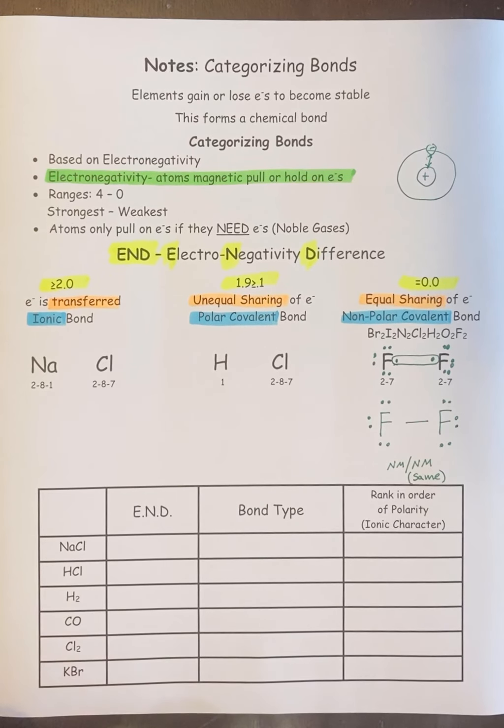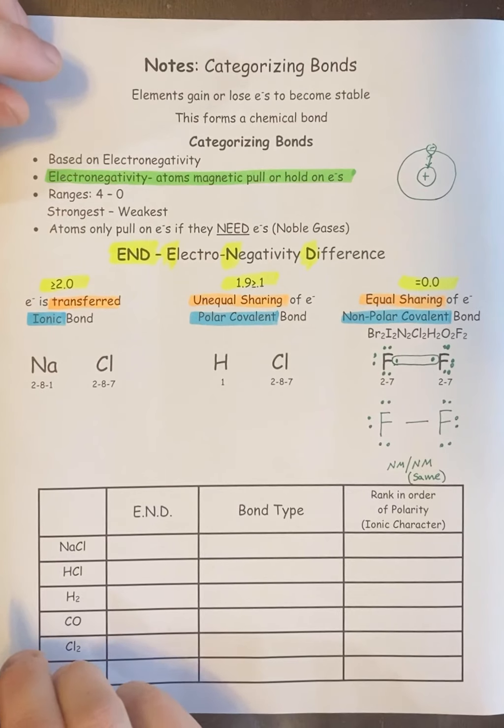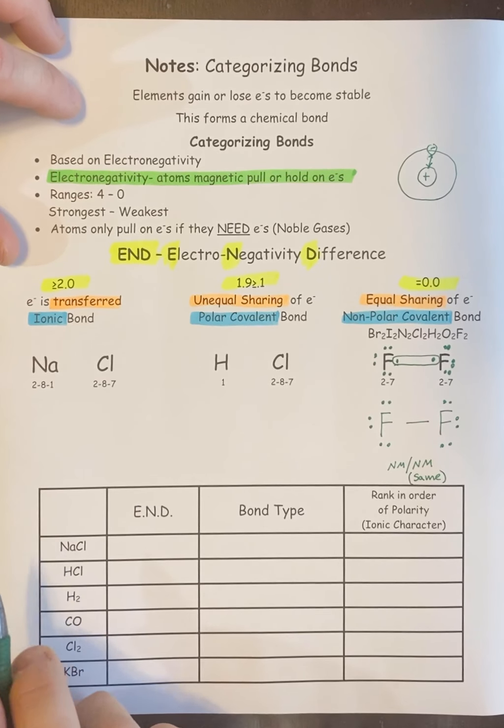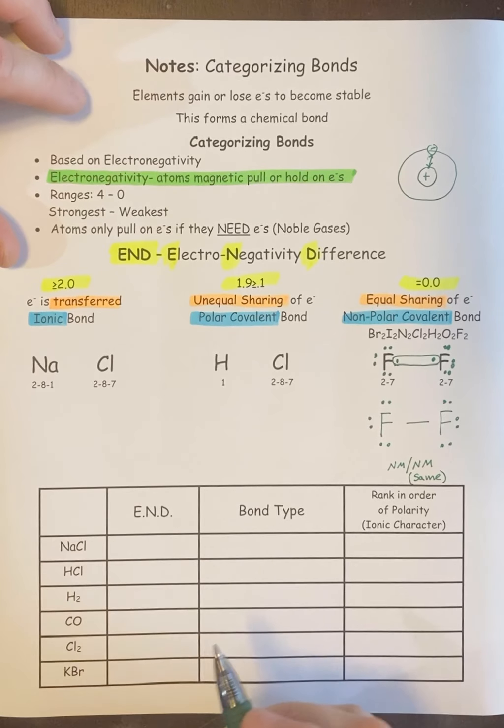Obviously, when we get to polar covalent, we're going to have to add something else in, but I'm going to save those for last because they tend to be the most complicated. All right, next one. If the electronegativity difference is greater than 2, we have what's called an ionic bond. The reason it's an ionic bond is because ions are formed as a result, hence the name.